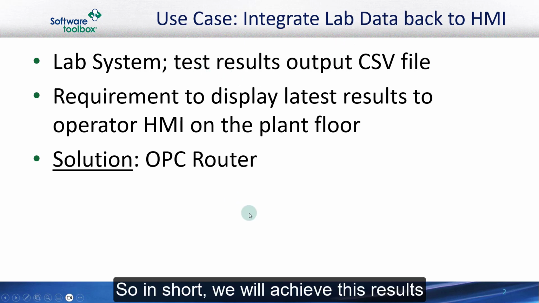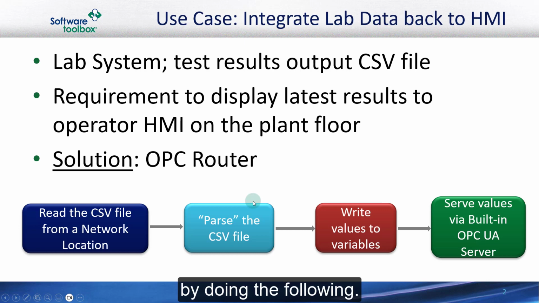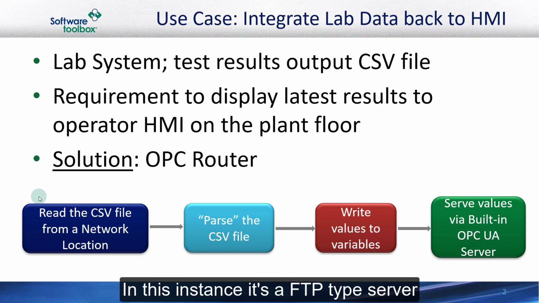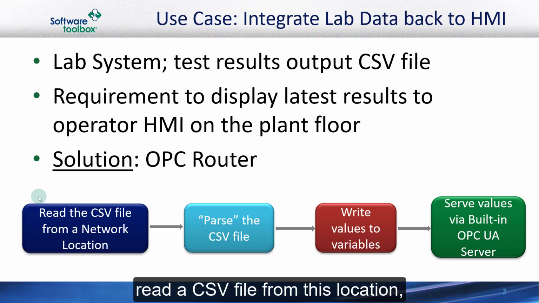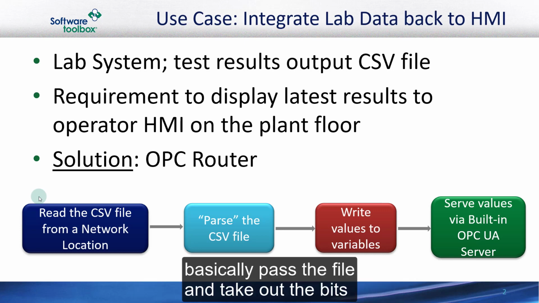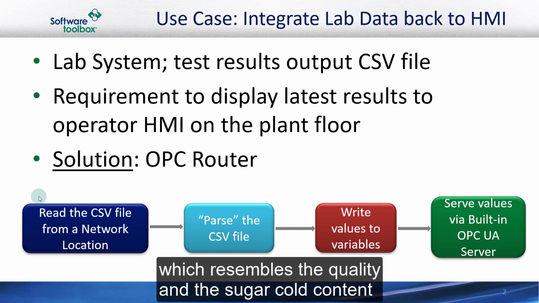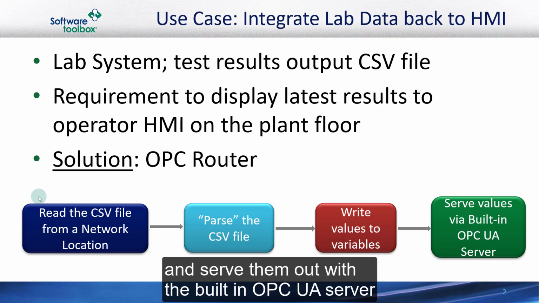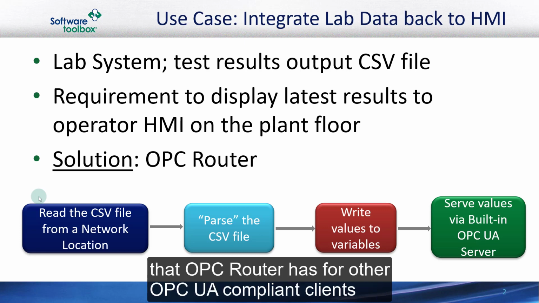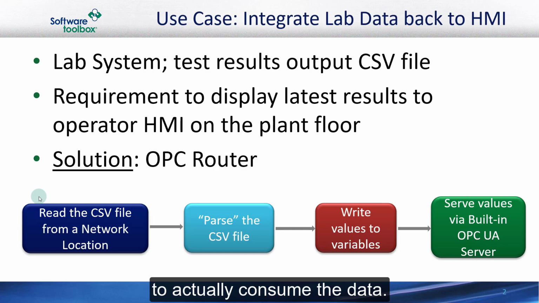So in short, we will achieve these results by doing the following. We will configure OPC Router to point to a network location. In this instance, it's an FTP type server that I've created just from a demonstration perspective. Read a CSV file from this location, go through the file, basically parse the file and take out the bits and pieces that we require, which resembles the quality and the sugar content and the salt content, etc. Make these values that we read out of the CSV file into variables and then take those variables and serve them out with the built-in OPC UA server that OPC Router has for other OPC UA compliant clients to actually consume the data. So without further ado, let's get to the practical side of this.